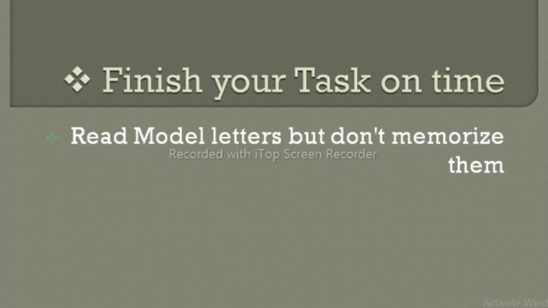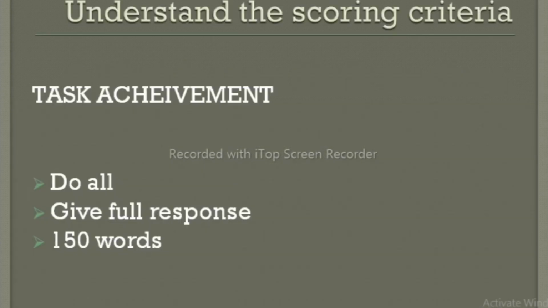Understand the scoring criteria. Learn how to get a high score by knowing what examiners look for and how they award or deduct points. Okay. First of all, you have to take care of task achievement. Do everything you are asked to do. Give a fully developed response. Include all the necessary points and write 150 words.